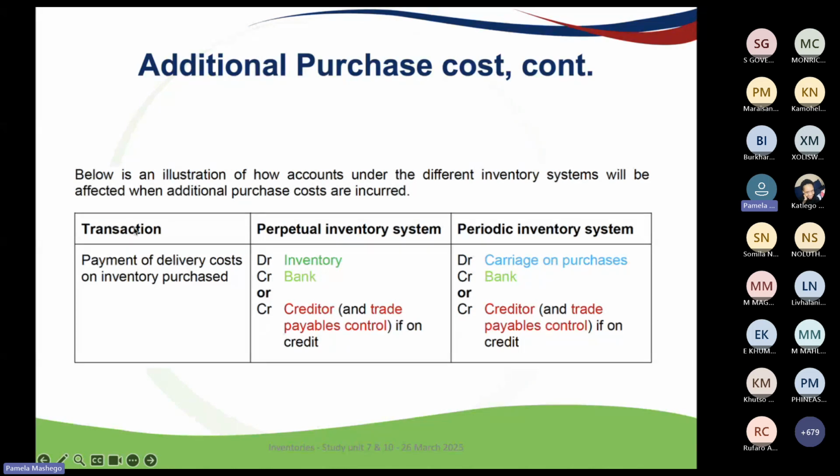Okay, so here is just a summary of what we just discussed. Payment of delivery cost on inventory. As I've said, in a perpetual inventory system, you adjust the inventory account. So you'll debit whatever cost you incurred to deliver the goods or to insure your goods to the inventory account. And if you paid cash, then you credit bank. And if you paid on credit, then you will credit trade payables. Whereas in a periodic inventory system, you will debit the special account, which is carriage on purchases. And if you paid cash, then you credit bank. And if you paid on credit, then you will credit trade payables or creditors. That's just another name for it.